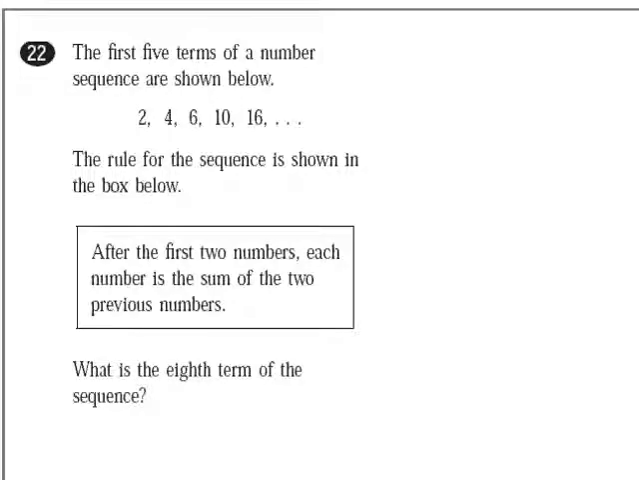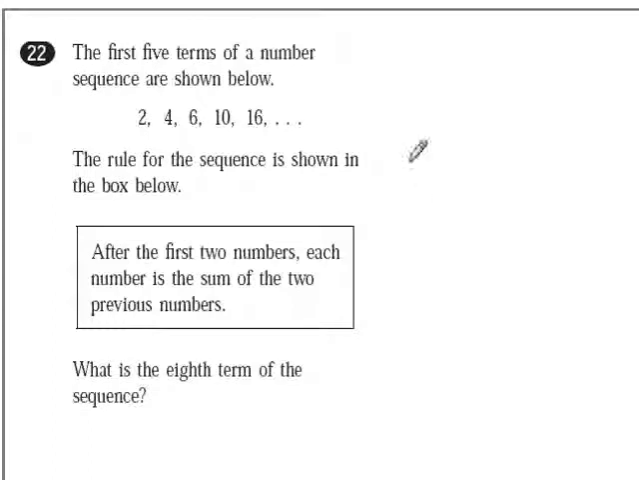So, number 22. The first 5 terms in a number sequence are shown below. 2, 4, 6, 10, and 16. The rule for the sequence is shown in the box below. After the first 2 numbers, each number is the sum of the 2 previous numbers. What is the 8th term of the sequence?